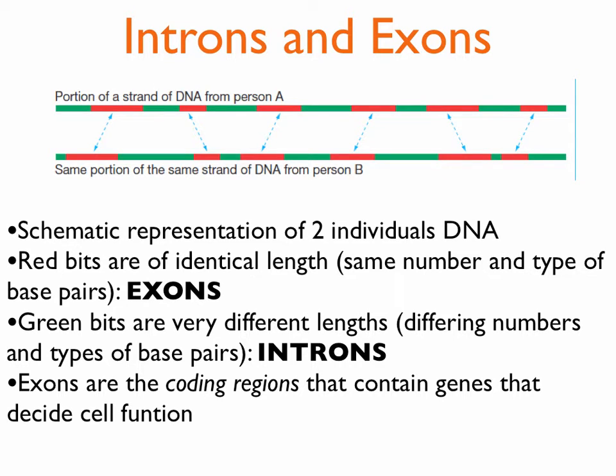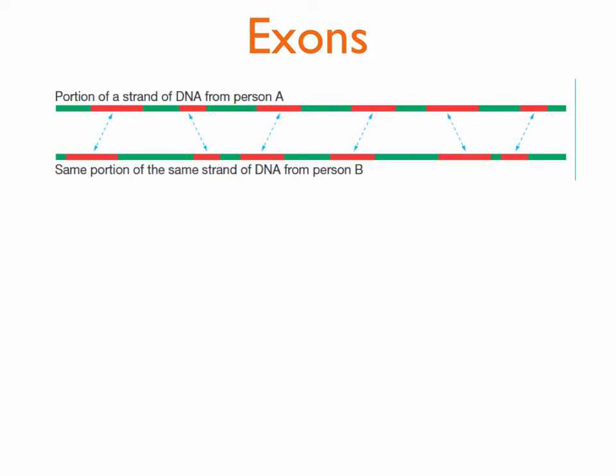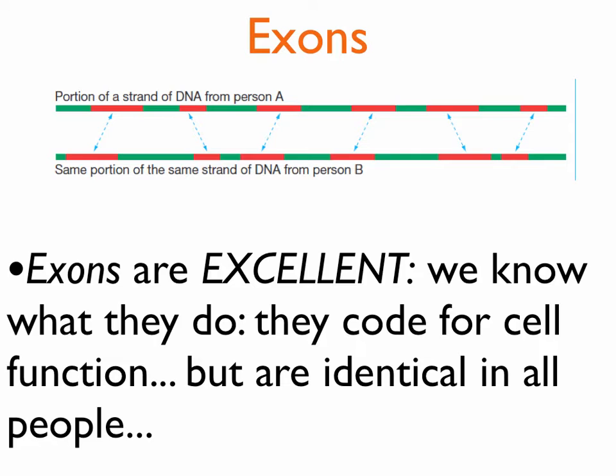Exons are the coding regions that contain genes for cell function. Introns have no known function, and they vary greatly and are often referred to as junk DNA. Well, how do we remember the difference between these two? I remember it by thinking that exons are excellent. We know what they do. They code for cell function. That's where we have genes, and they're the same in all people, so that's excellent.